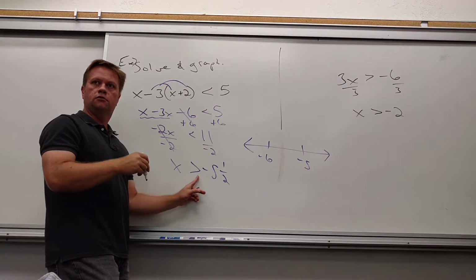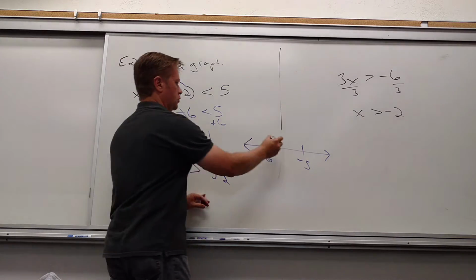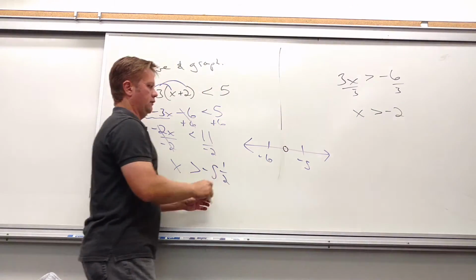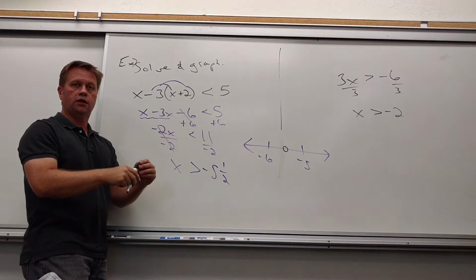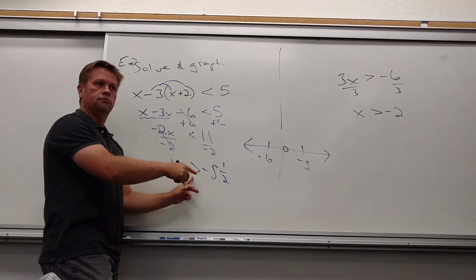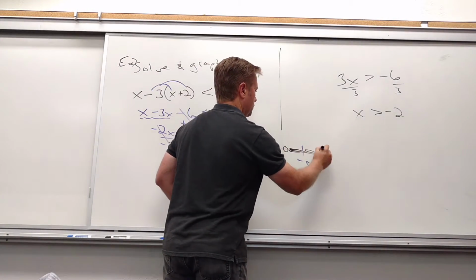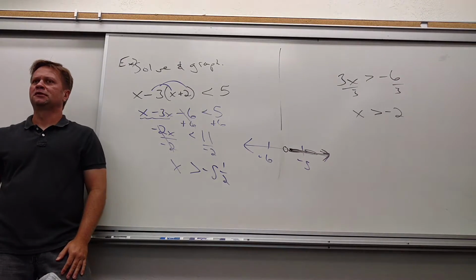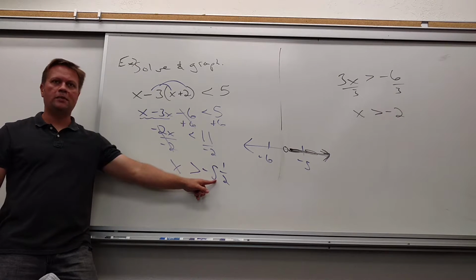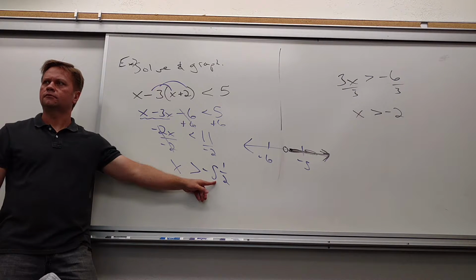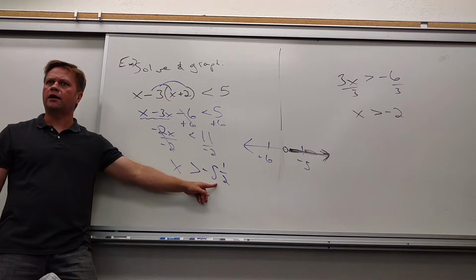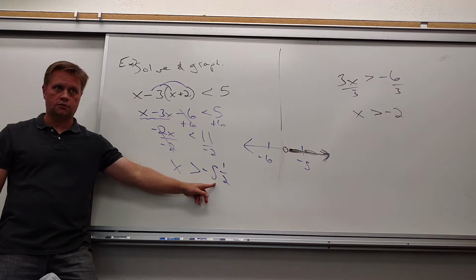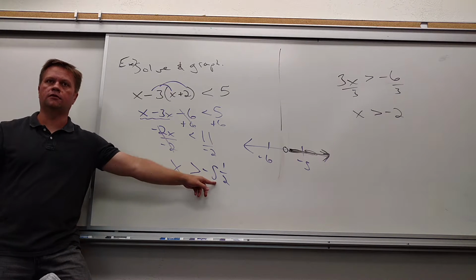Open, because there's no equal sign, right? So I do not want to include negative 5.5. And which way am I going to shade? Up, to the right. How do you check this kind of problem? Can I plug that number back in? Is that part of my answer? No, my answer has to be bigger than this.